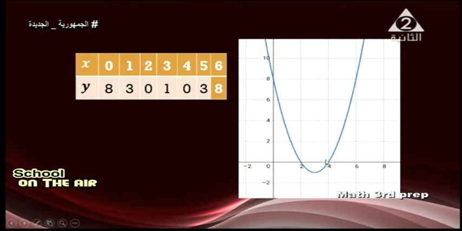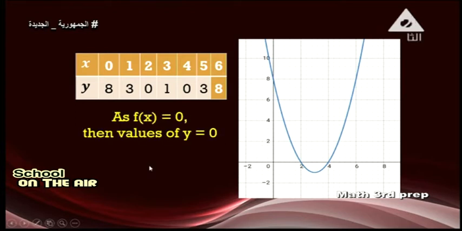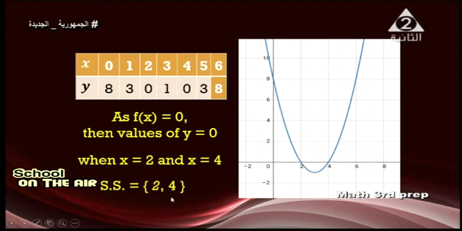Each point represents our solution set. Each point represents our roots. Each point represents our zeros. So the solution set, since f of x equals 0, then the values of y equal 0, is x equals 2 and x equals 4, so the solution set is 2 and 4.